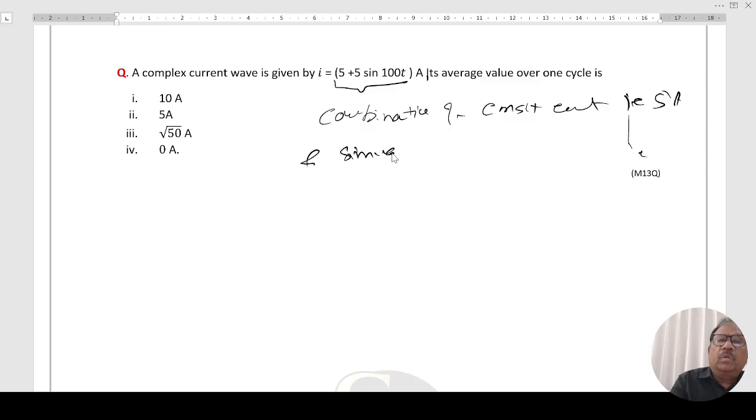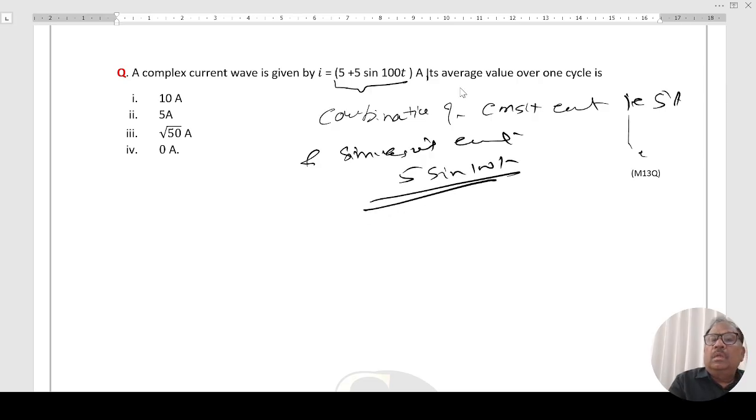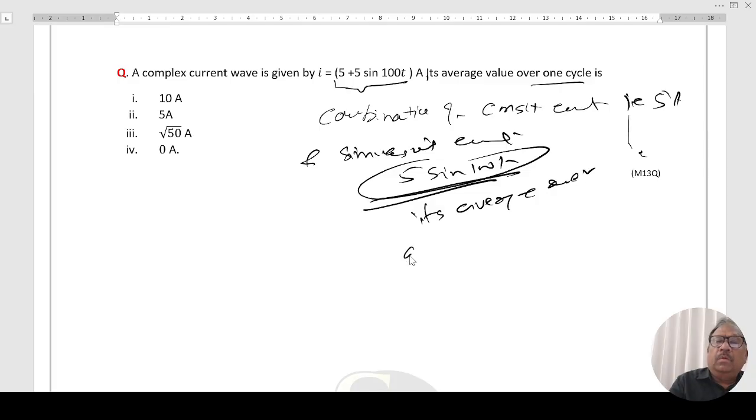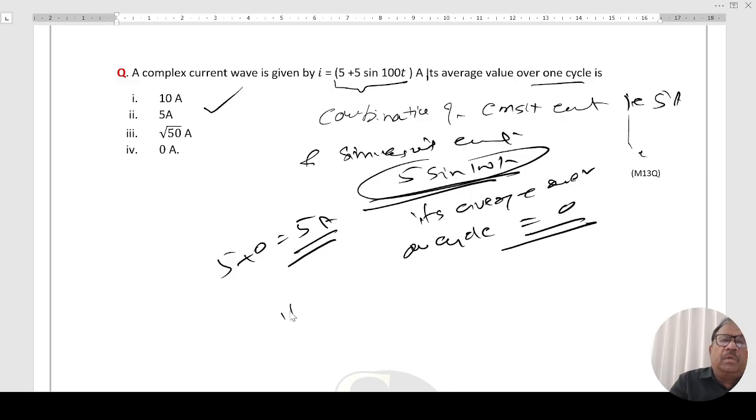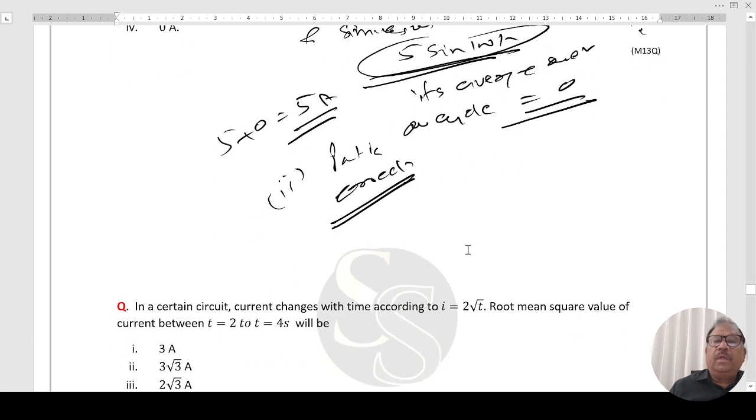sinusoidal current. Sinusoidal current 5 sin 100t, its average over one cycle equal to 0. That is equal to half cycle. Right? Therefore, 5 plus 0, that is 5 ampere. The second part is the correct option. Right?